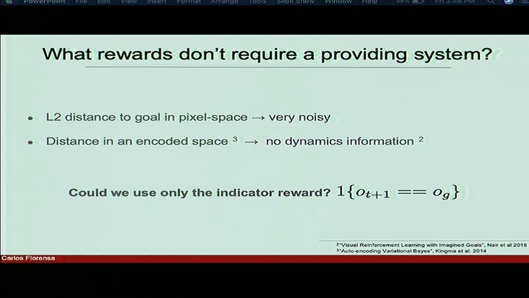Could we use directly the indicator reward, which is actually what we want to optimize: whether at the next observation, OT plus one, we are exactly matching the goal, OG? Well, this is an extremely sparse reward. You're never going to exactly match the observation that it gave you as a goal. It will never happen. Imagine an image and having exactly the same one. This is never going to happen. And if you don't observe a reward ever, you're never going to learn anything. So is this doomed?